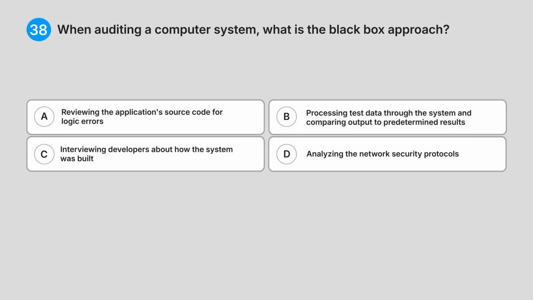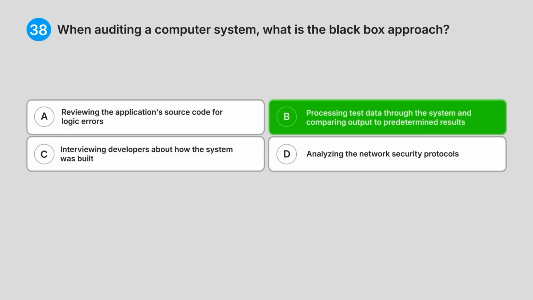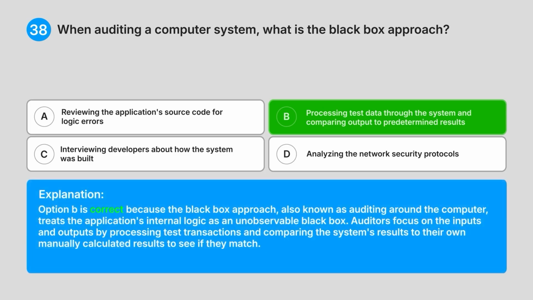Correct answer. B. Processing test data through the system and comparing output to predetermined results. Explanation. Option B is correct because the black box approach, also known as auditing around the computer, treats the application's internal logic as an unobservable black box. Auditors focus on the inputs and outputs by processing test transactions and comparing the system's results to their own manually calculated results to see if they match.